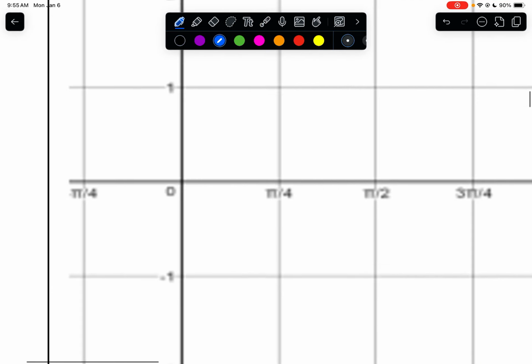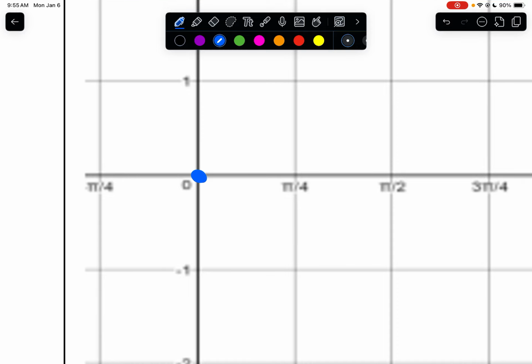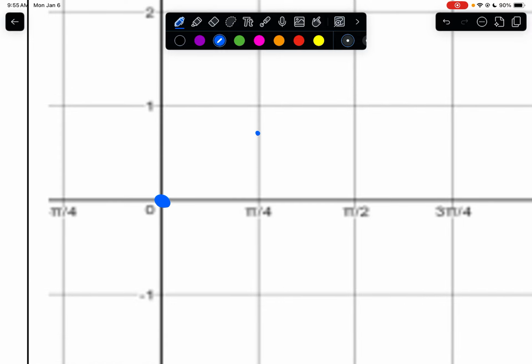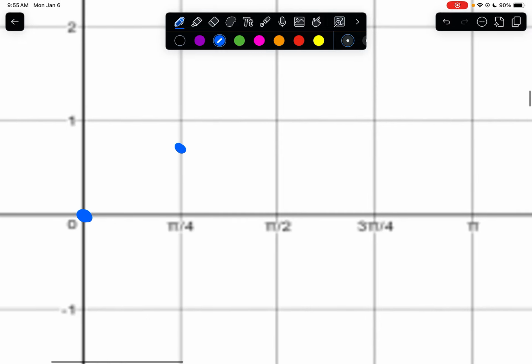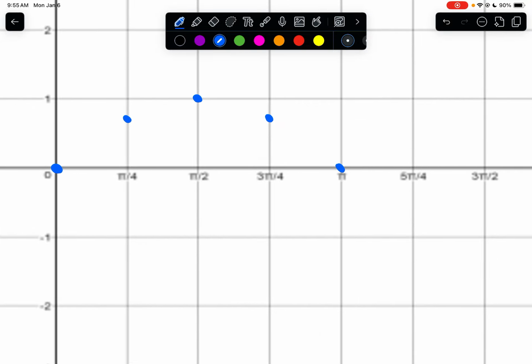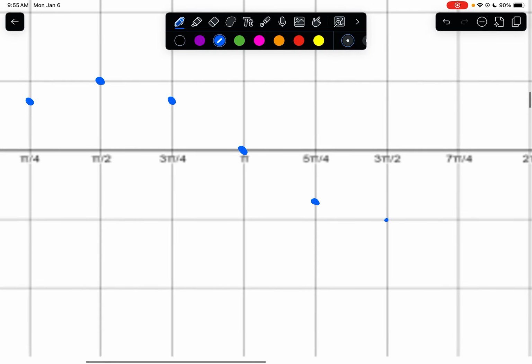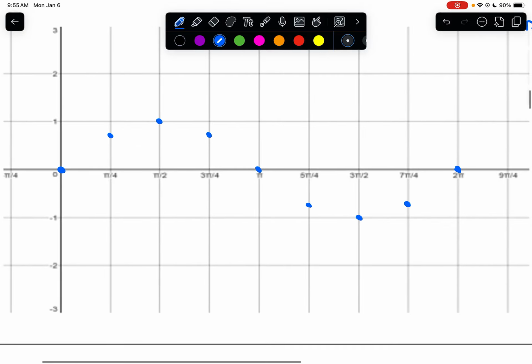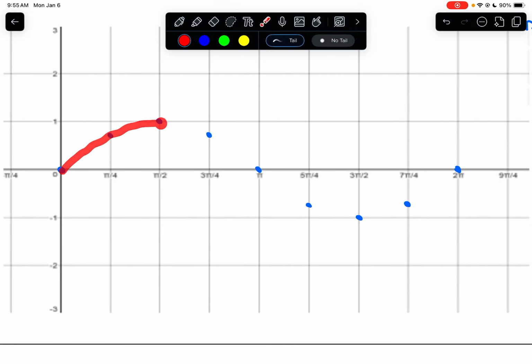So I'm going to have a point at 0, 0, and then at pi over 4, I'm going to have about 0.7. I'm going to approximate, it's going to be about right here. And then pi over 2 is going to be at 1. And then we're going to go back down to 0.7 at 3 pi over 4. And then at pi, we're going to come down to 0. And then at 5 pi over 4, it's going to be negative 0.7. 3 pi over 2 is going to be negative 1. And then at 7 pi over 4, we're going to come back to negative 0.7. And then at 2 pi, we're going to come all the way back to 0. So if you look at this pattern, if I were to connect all these points, it's going to give you this curve pattern, just like this.